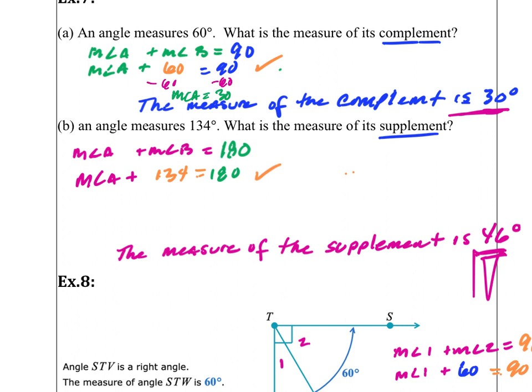So we're going to subtract 134 from both sides, which means the measure of angle A equals 46 degrees, because 180 minus 134 is 46. But the key there is you had to remember that supplement means 180 degrees and complement means add up to 90 degrees. Okay. All right.